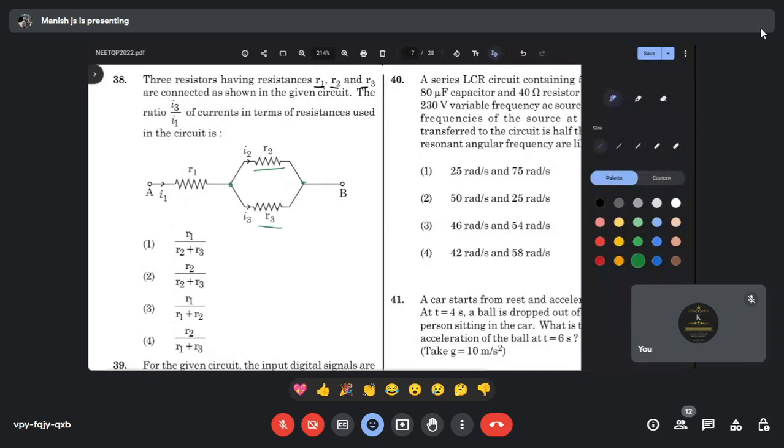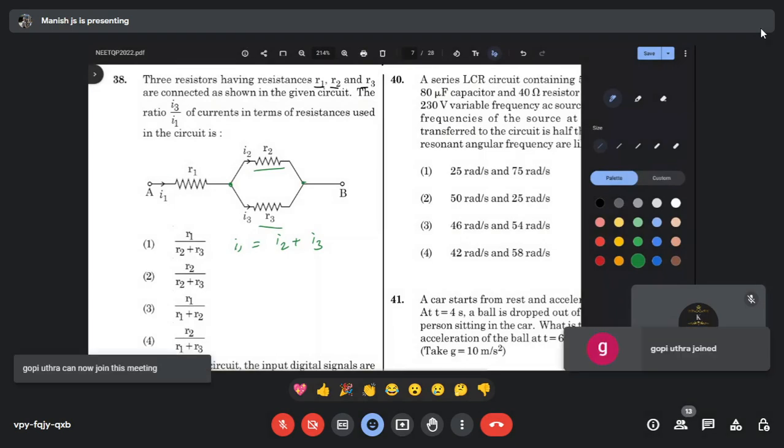So what can we say? The sum of the currents entering a node should be equal to the sum of the currents leaving the node. So the ratio I3 by I1 is what they are asking. R1 divided by R2 plus R3. So if you use Kirchhoff's current law, you know that I1 is equal to I2 plus I3. That is also called the junction law. The sum of currents entering is equal to the sum of currents leaving. So that is one relation.